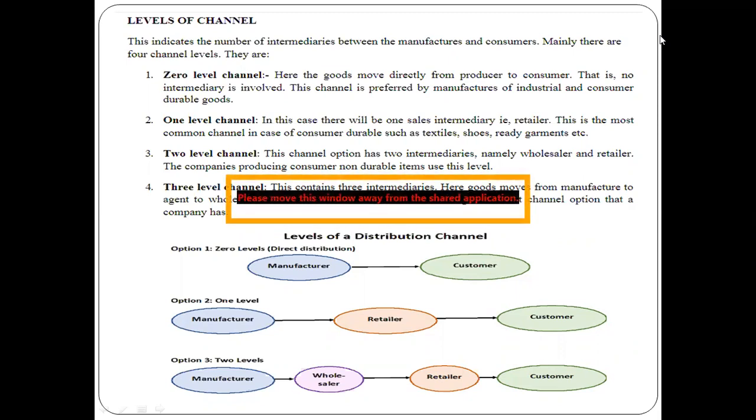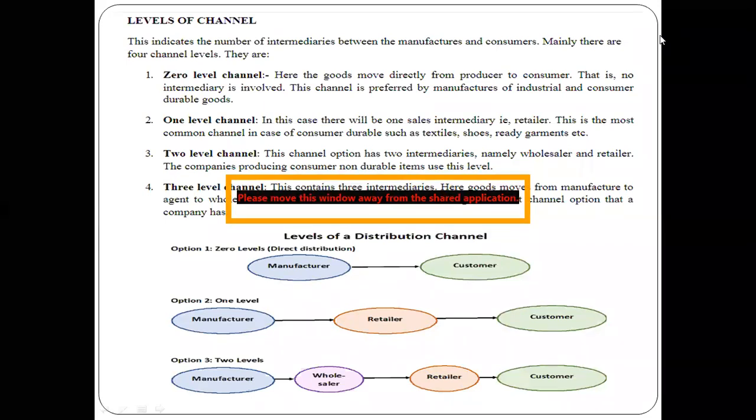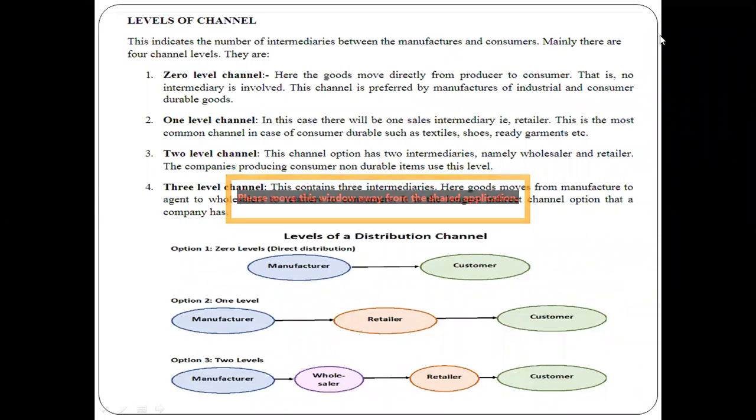Then we have two level channels, that is from manufacturer to wholesaler to retailer and to the customers. Companies like HUL, P&G, Samsung, and many more are using the same kind of distribution channel.